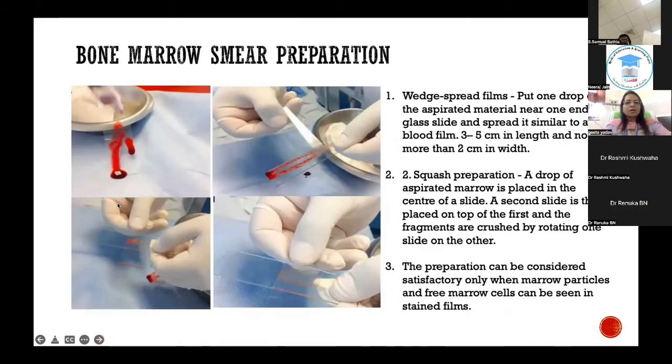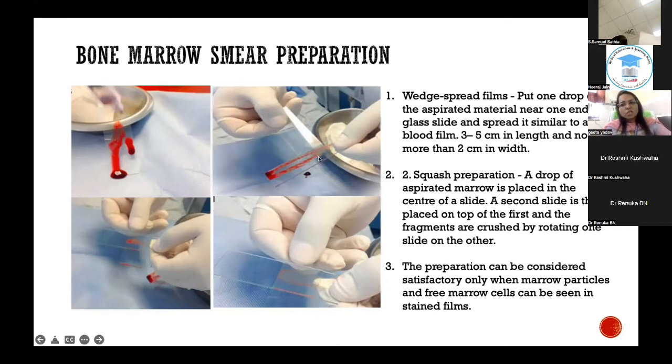The initial syringe in which we collected the sample for bone marrow has to be directly transferred onto the slide and tilted to draw off the excess blood. There are two methods of slide formation. One is like we make a blood film. For that, we put the blood drop on one side of the slide and spread it as we do for a normal blood smear.